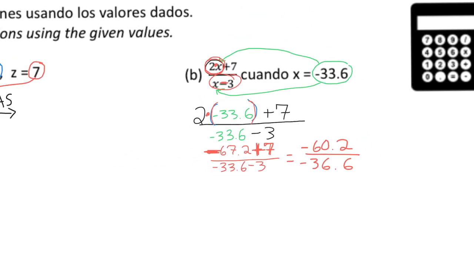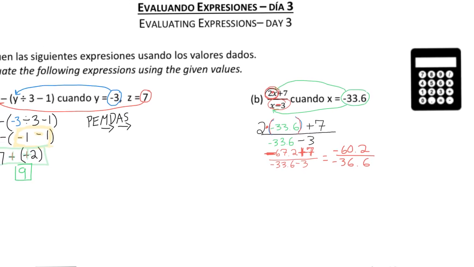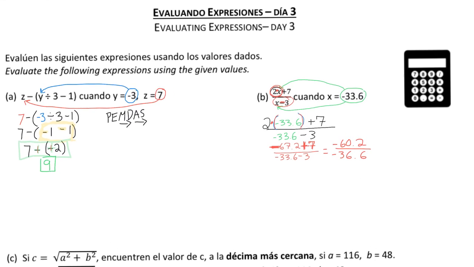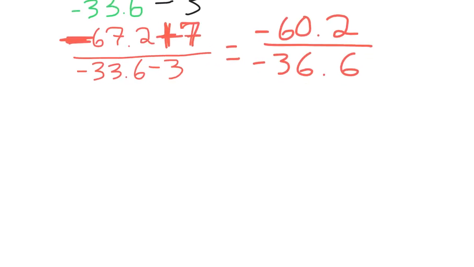So let's zoom out a little bit here. Let's read the directions one more time just to double check. Evaluate using the given values. I don't see anything about a fraction answer or a decimal. So what I'm going to do is write just one decimal place after the point. So let's zoom in here. Just the tenths. I'm going to round my answer.